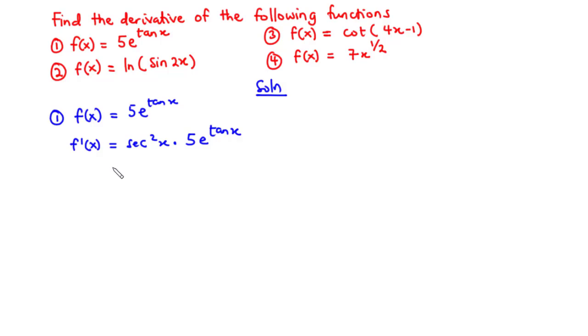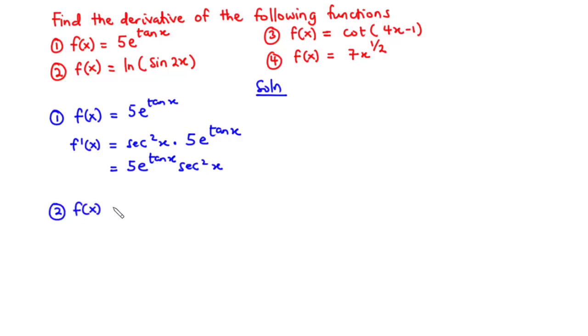Therefore, we have f prime of x equal to 5e to the power tan x times sec square x. So that is f prime of x. Now let's move on to 2.